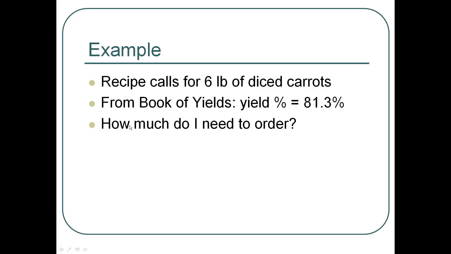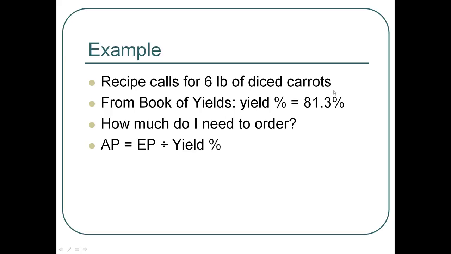If I'm trying to figure out how much I need to order, I need to make sure that I order the AP amount. So to find AP, I take EP divided by the yield percentage. I go back to my recipe, and the EP is 6 pounds, so I put my 6 pounds in here. I go to my book of yields, and for all the book of yields information you'll need for this class, I'm just going to give it to you. I'm not going to make you look it up. I will tell you what the yield percentage is, and the ounces per cup or whatever else you need.